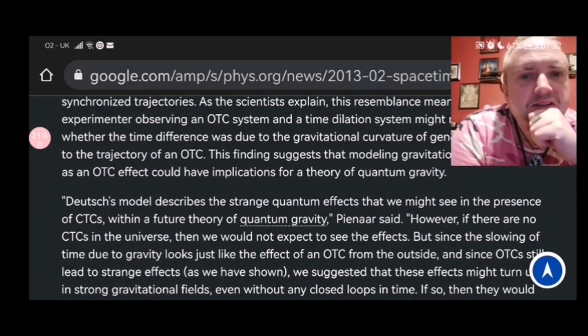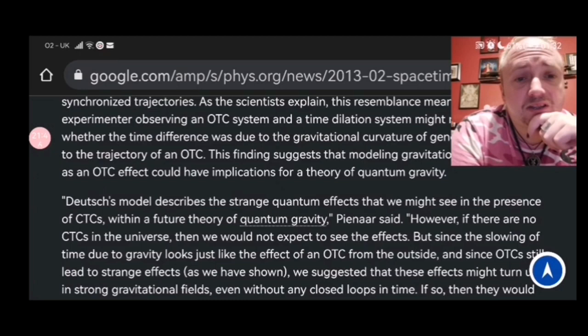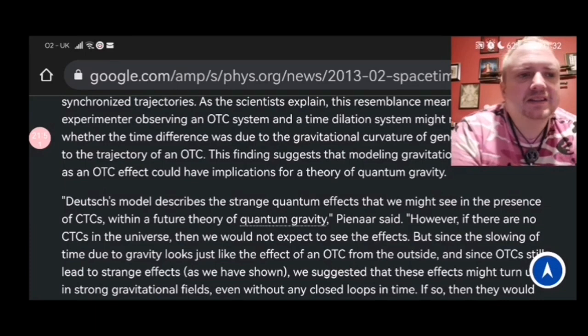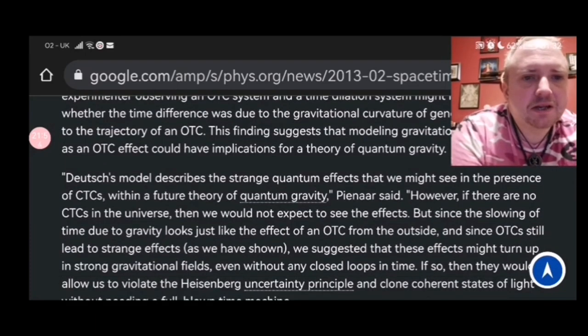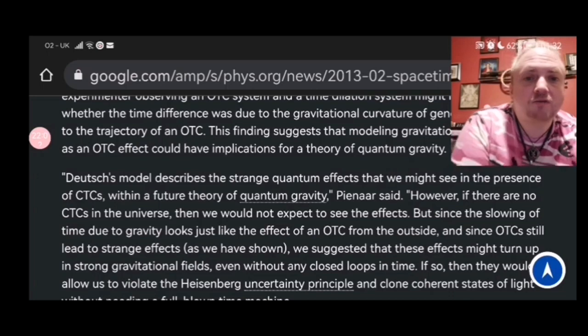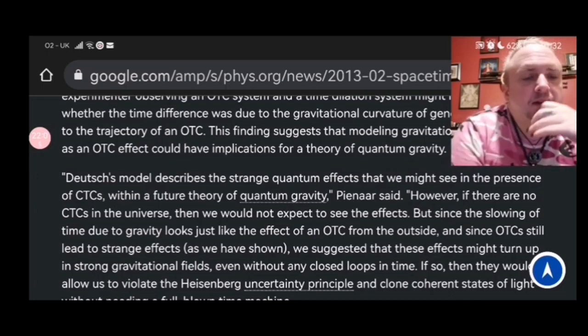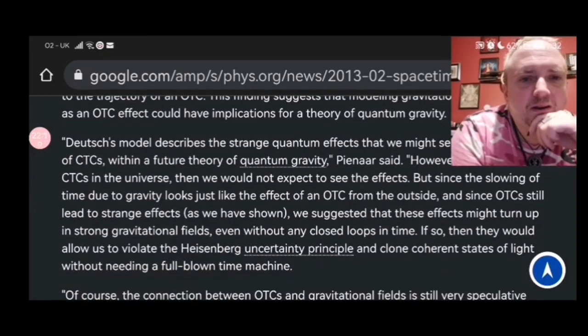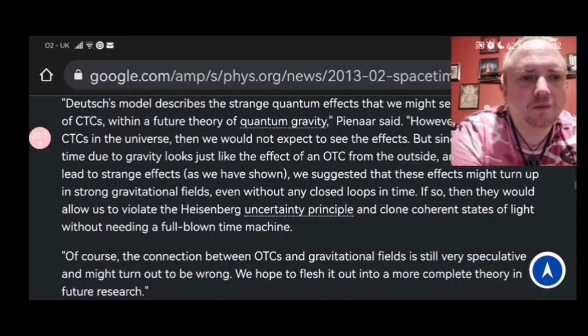However, if there are no CTCs in the universe, then we would not expect to see the effects, but since the slowing of time due to gravity looks just like the effect of an OTC from the outside, and since OTCs still lead to strange effects, as we have shown, we suggested that these effects might turn up in strong gravitational fields, even without any closed loops in time. If so, then they would allow us to violate the Heisenberg uncertainty principle and clone coherent states of light without needing a full-blown time machine.